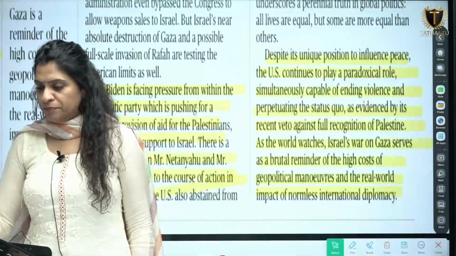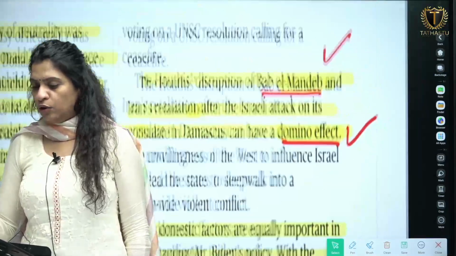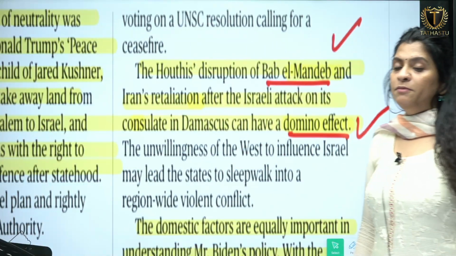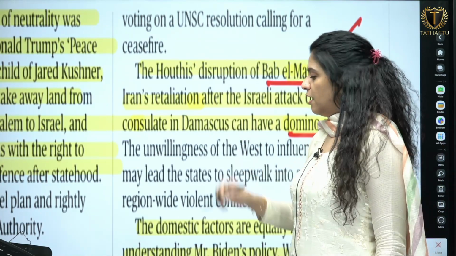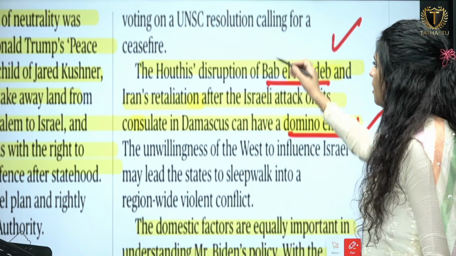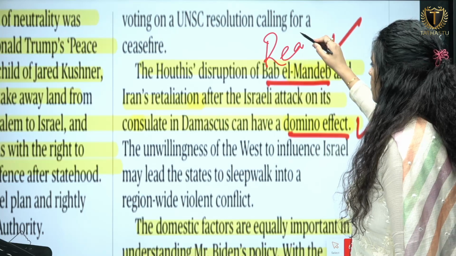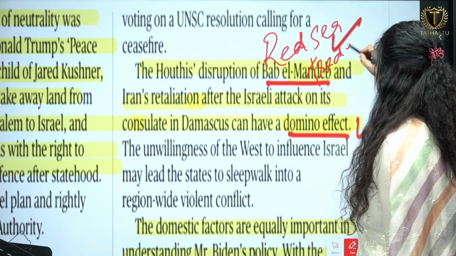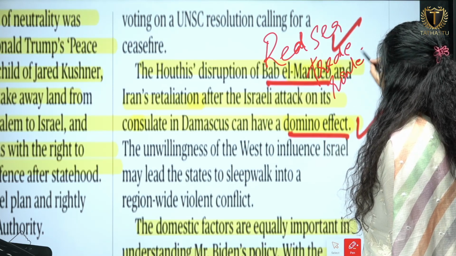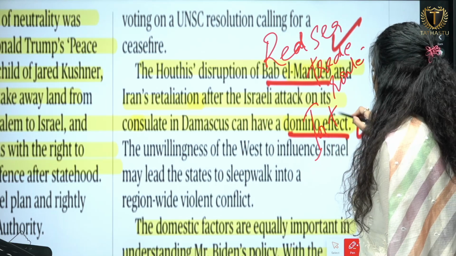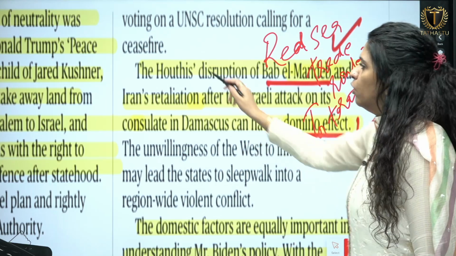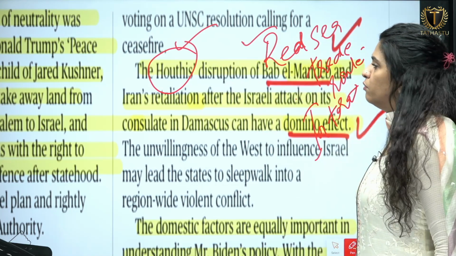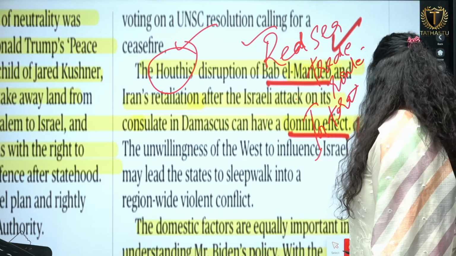is the Houthis' destruction of Bab el-Mandeb. Where is Bab el-Mandeb? It is in the Red Sea area, and a few months back there were attacks on the Red Sea trade route, and it was impacting the entire international trade. Because of this, the Houthis were in the news. The Houthis were targeting and disrupting the Red Sea trade route, and Bab el-Mandeb is in that area.